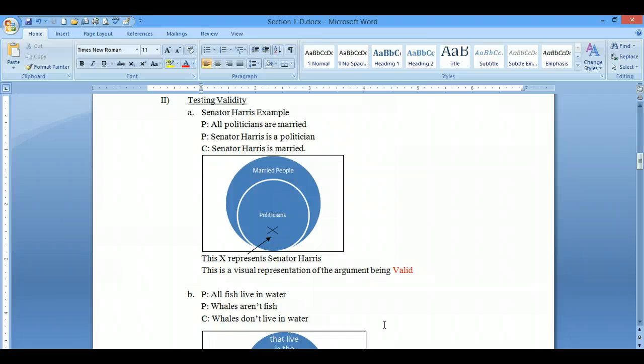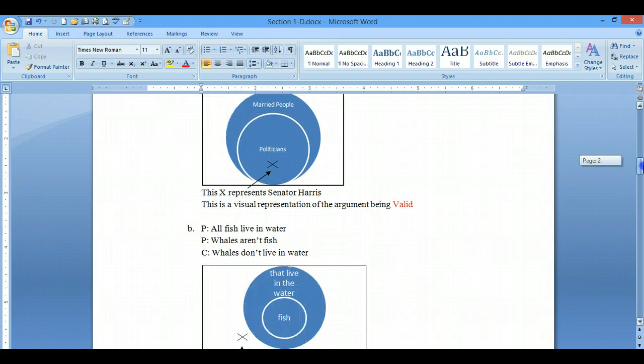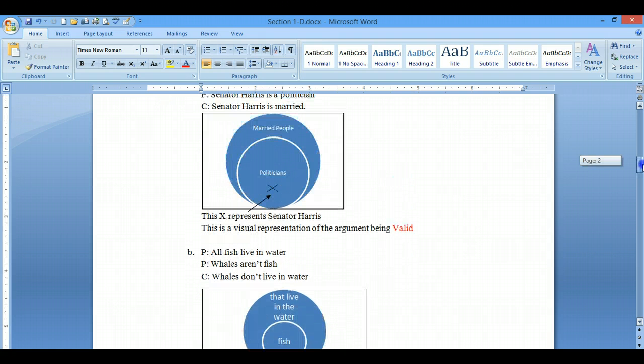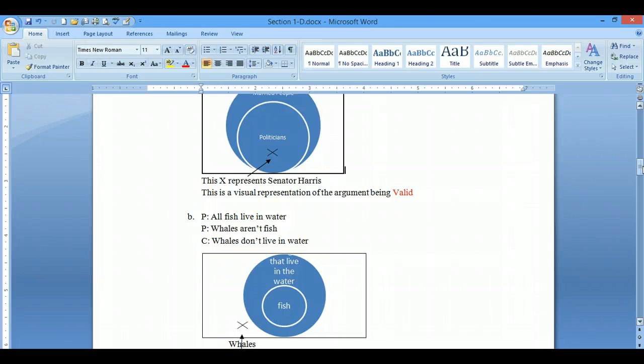So all fish live in the water. So all of the fish need to be within the water subset, or the water set. So my Venn diagram will be all animals that live in the water, and within that are fish. Whales don't live in the water, or whales aren't fish. So I am definitively saying that whales are not in the fish circle. So here's my X. Whales are not in the fish circle.